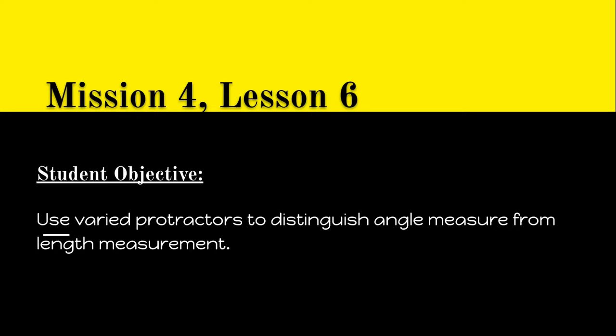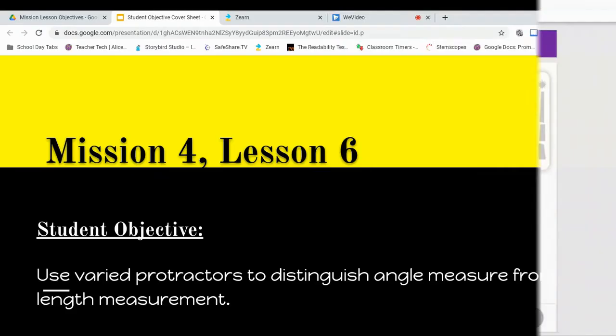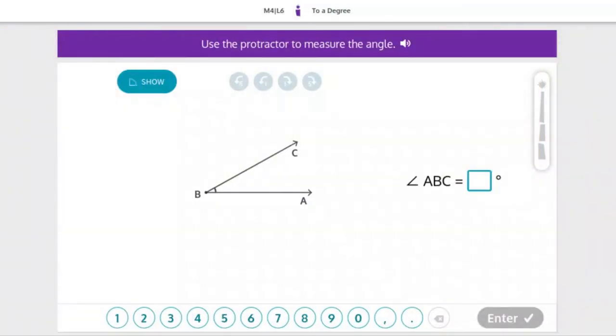That's what we're doing. So what I'm going to do is go through the Tower of Power and use their protractor, so it's the same for you, and we're going to work through measuring angles. Let's take a look. We're going to use the protractor to measure the angle.